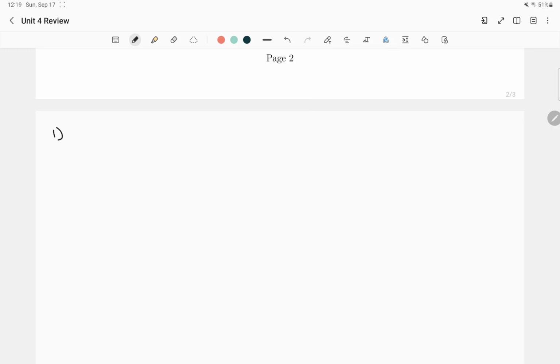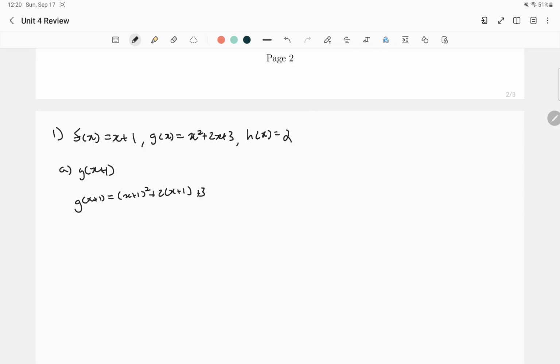So number one, we have f of x is given as x plus 1. We have g of x equals x squared plus 2x plus 3, and h of x is equal to 2. Find the following function expressions and their domains. So part A is g of x plus 1. If we just plug x plus 1 into everywhere that x exists for g of x, we get g of x plus 1 equals (x plus 1) squared plus 2(x plus 1) plus 3.